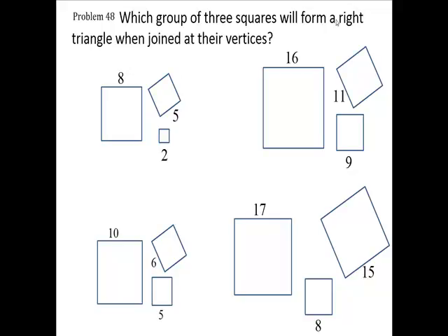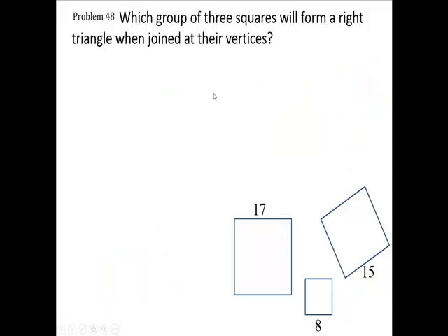Which group of three squares will form a right triangle when joined at their vertices? Okay, so you have a square here. It's an 8, 8, 8, and 8, 5, 5, 5, 5, and 2, 2, 2, 2. So all four sides of this little one are 2. Okay, now what does it mean to join them at their vertices?